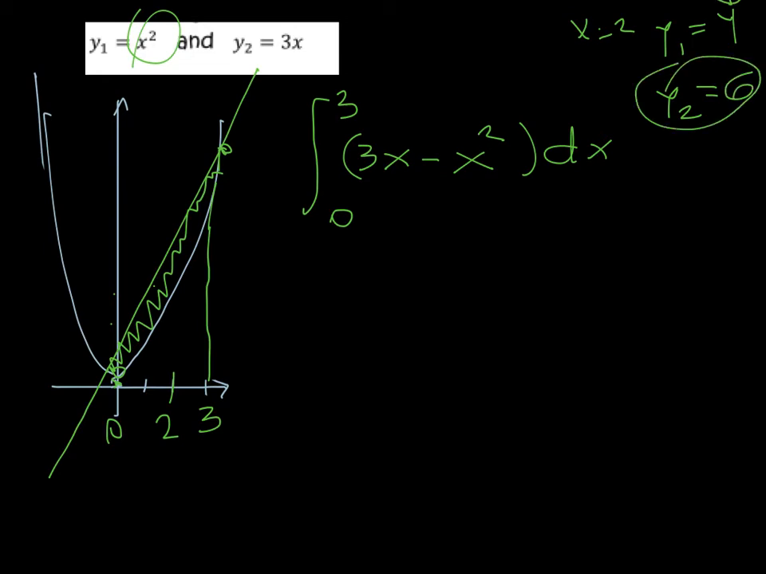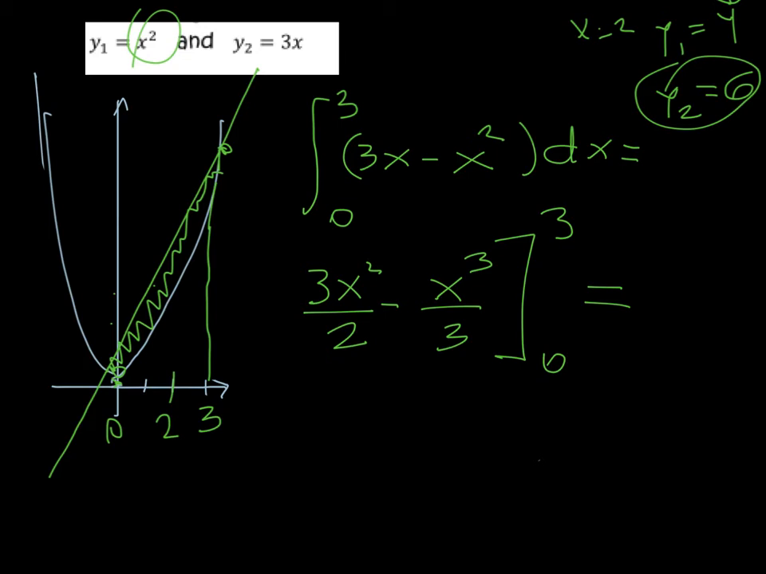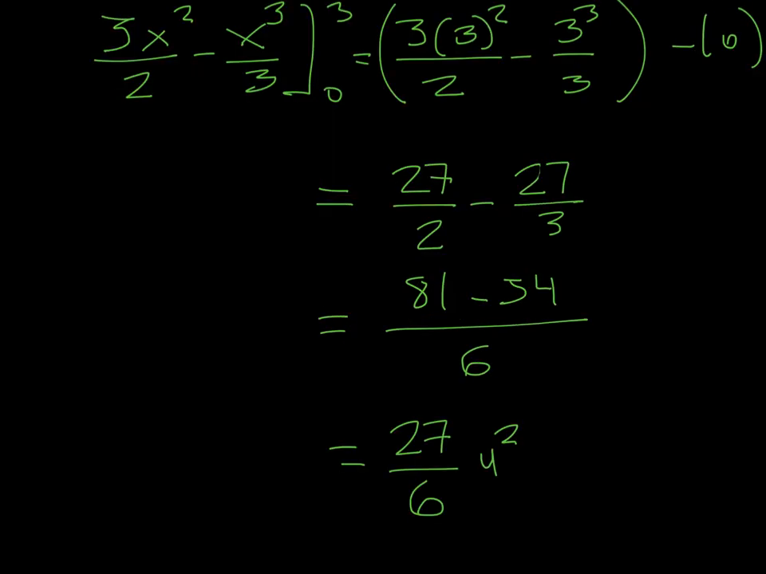You can conclude that the upper function is the linear function. So by doing the subtraction of the two functions, you have to obtain the integral from 0 to 3 of 3x minus x squared. The integral is 3/2 of x squared minus x cubed over 3 from 0 to 3. So by doing all the operations, substituting the upper and the lower limit, you will have 27/6 square units.